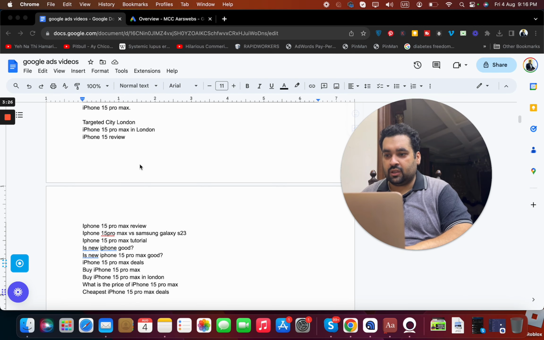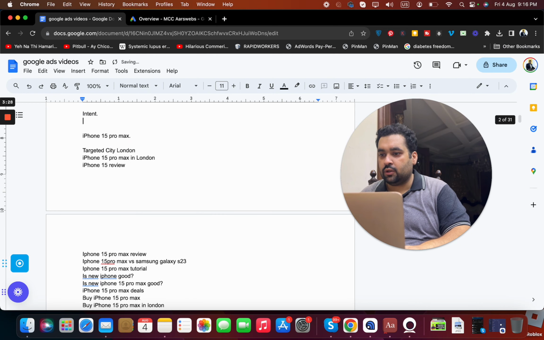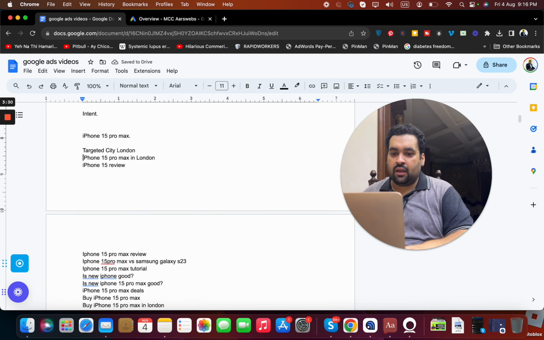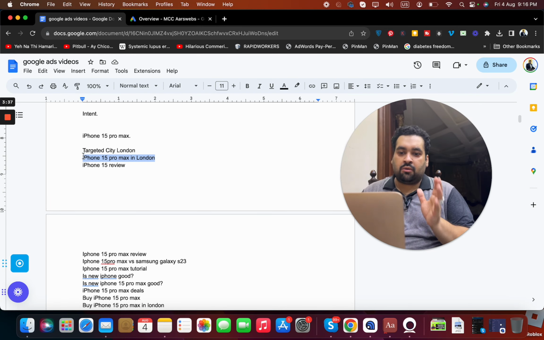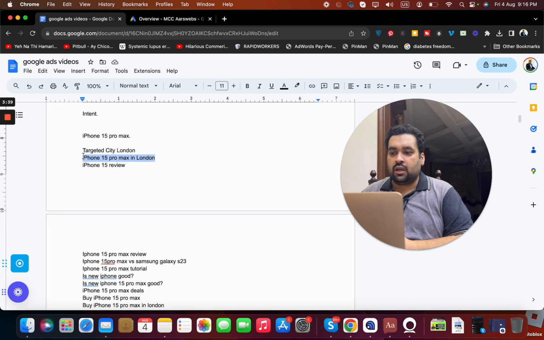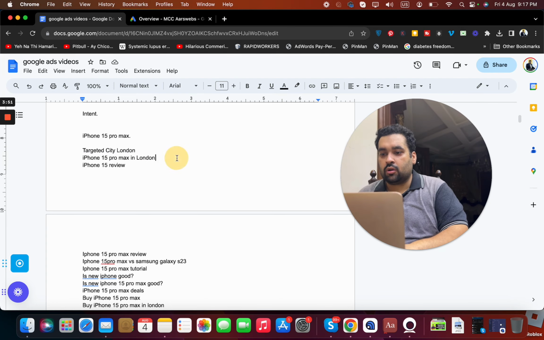Okay, now the thing over here is that you may be thinking that all the keywords are relevant. Yes, all the keywords are relevant. You can see that the keyword iPhone 15 Pro Max is relevant. Now let me assume that when we are creating an ad for the keyword iPhone 15 Pro Max in London, we need to understand the intent behind the user. The user is looking for iPhone 15 Pro Max, and that too in London. So that can be a buying or shopping keyword.